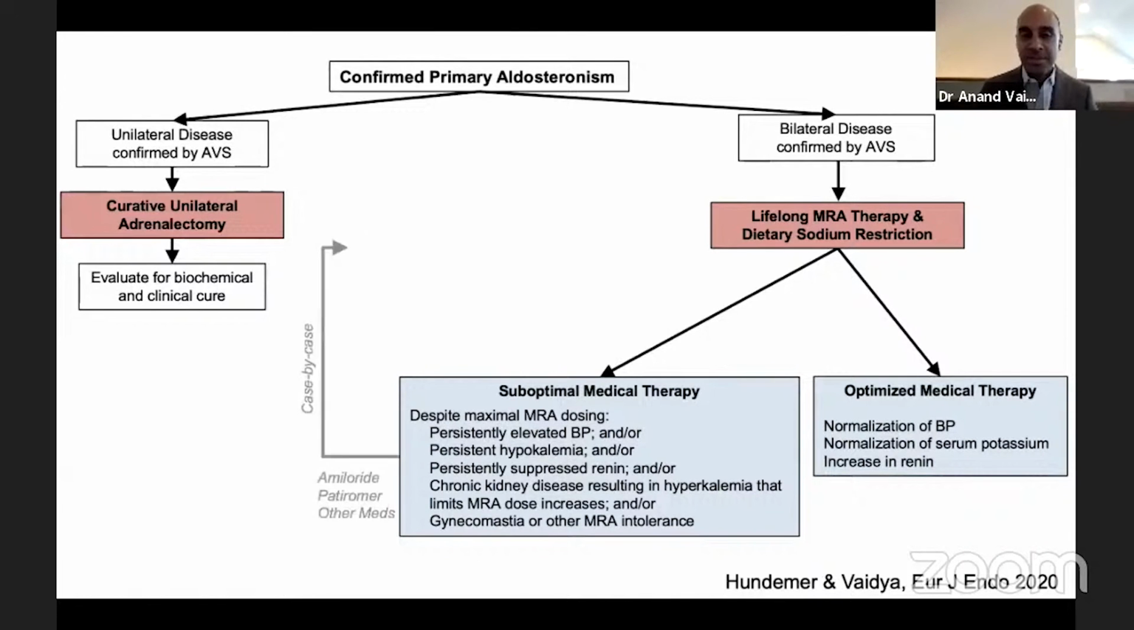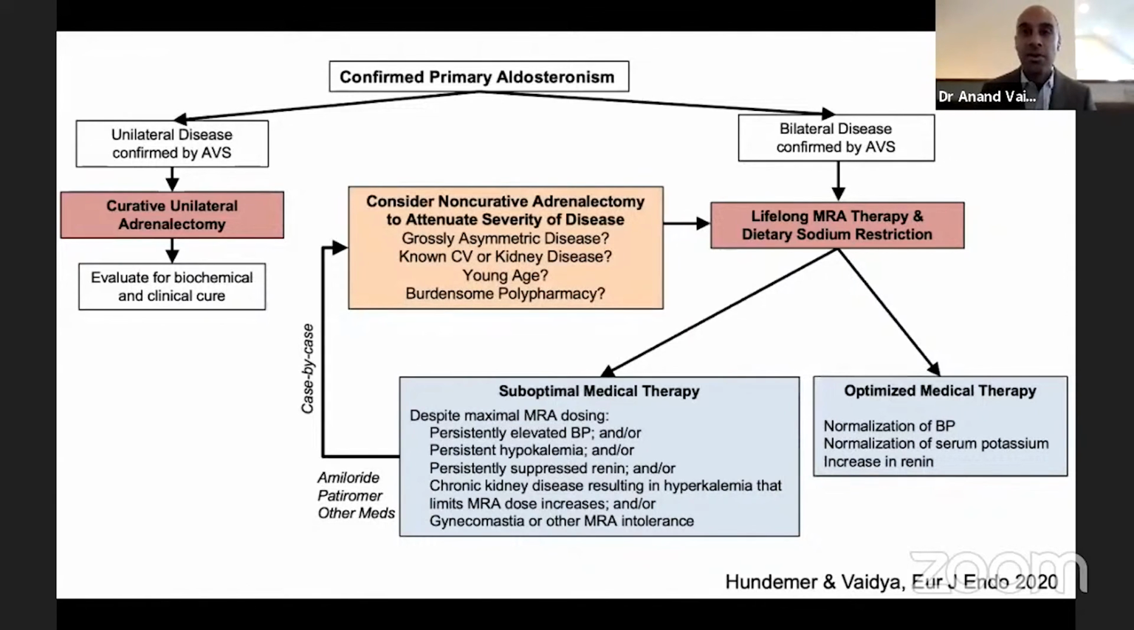In this situation, their cardiovascular risk remains high, so you can use other antihypertensive medications. You can use amiloride, an ENaC inhibitor, which is very effective on top of a mineralocorticoid receptor antagonist. If you run into hyperkalemia, this is very difficult. You can use potassium binders. The most effective is patiromer, which has been shown in clinical trials to improve this, but this is a very new and expensive medication. But on a case-by-case basis, you can also consider a non-curative unilateral adrenalectomy, not to cure the disease, but to attenuate the severity of disease.